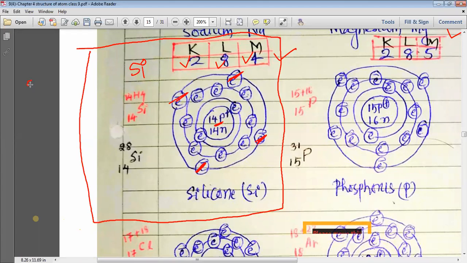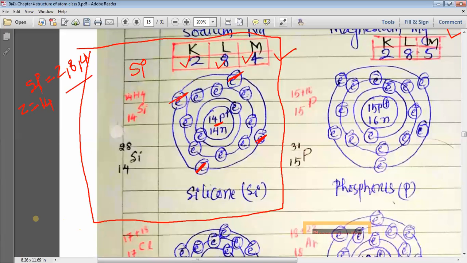Thus the electronic configuration for silicon, which has atomic number 14, is nothing but 2, 8, 4. So this is how, my dear students, you represent the electronic configuration for silicon.